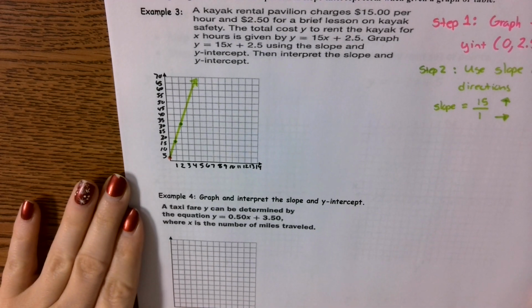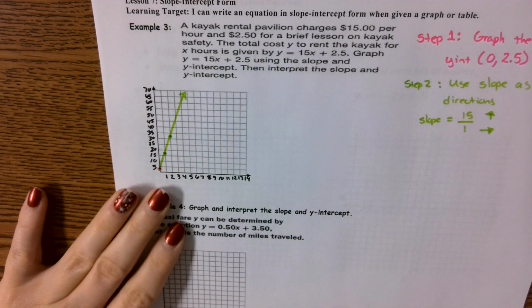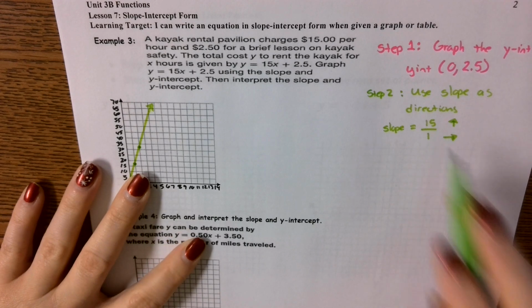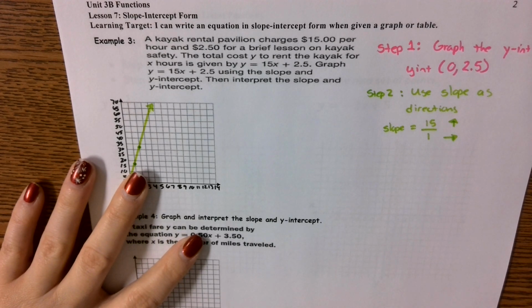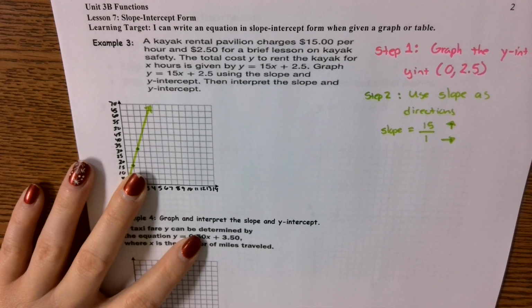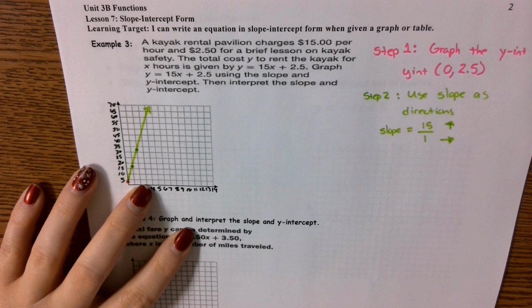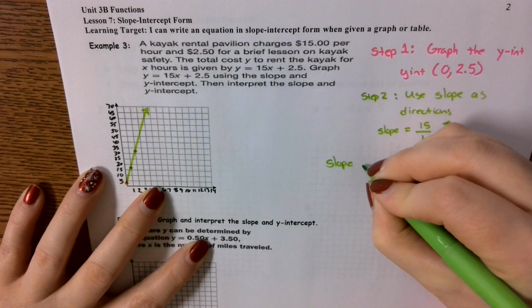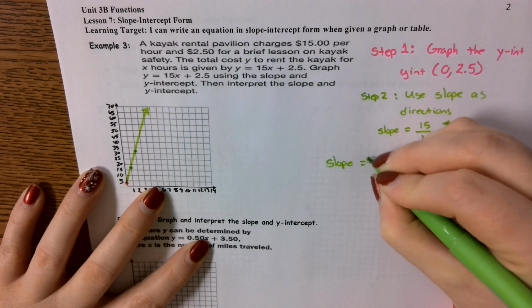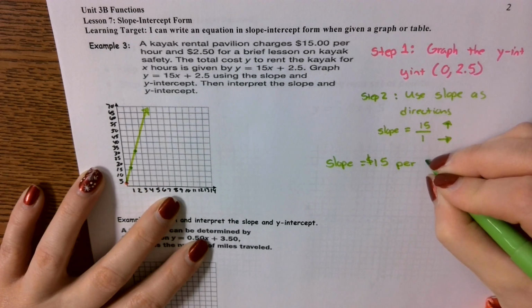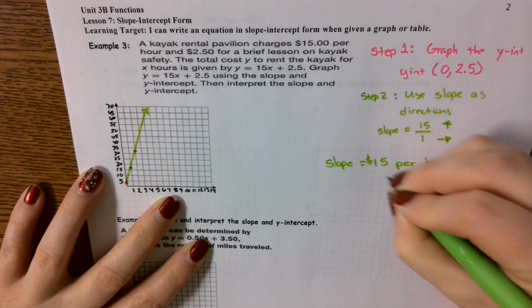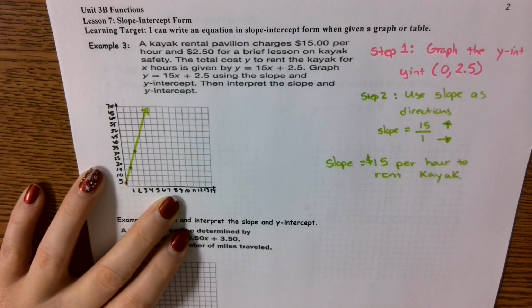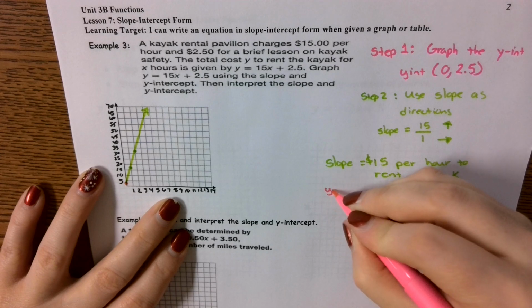Okay? Now, we need to interpret what the slope means. So remember, the slope is 15. What did the slope represent? If the slope is 15, it's 15 what? $15 per hour, right? Slope is going to equal $15 per hour to rent the kayak.